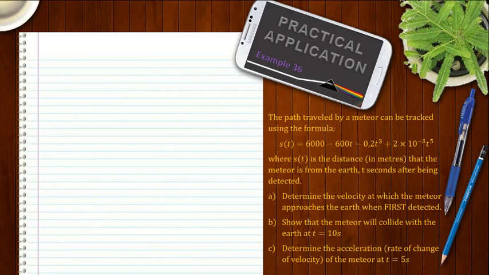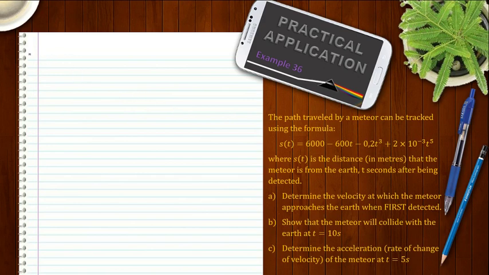So if we look at this example 36, the path traveled by a meteor can be traced using the formula s(t), where s(t) is the distance in meters that the meteor is from the Earth, t seconds after being detected. A says determine the velocity at which the meteor approaches the Earth when first detected. So velocity, what does velocity mean? It means how fast is the distance changing. So velocity is the rate of change of distance.